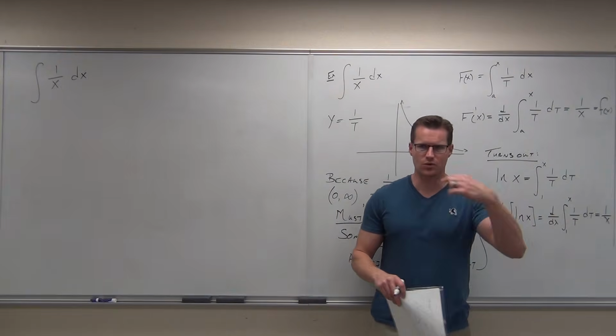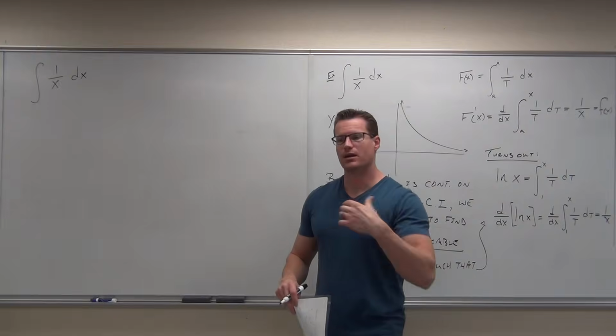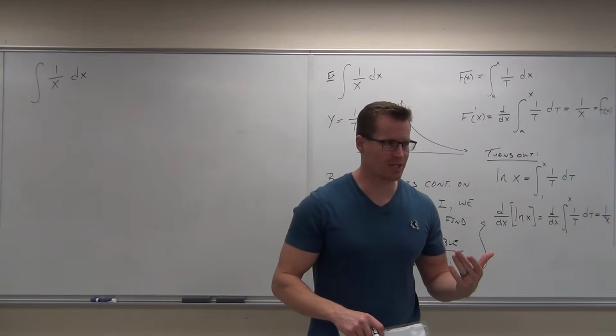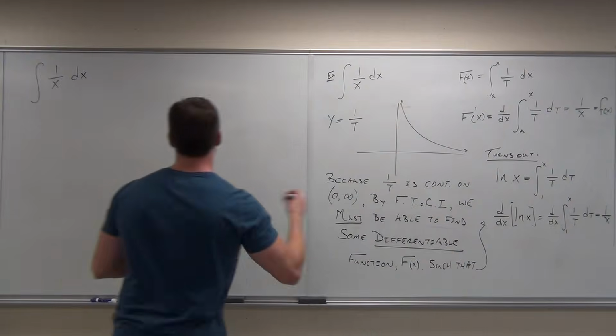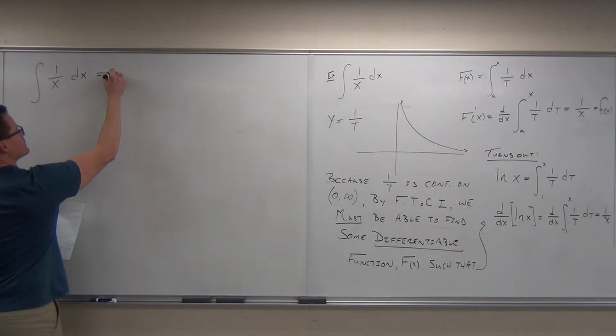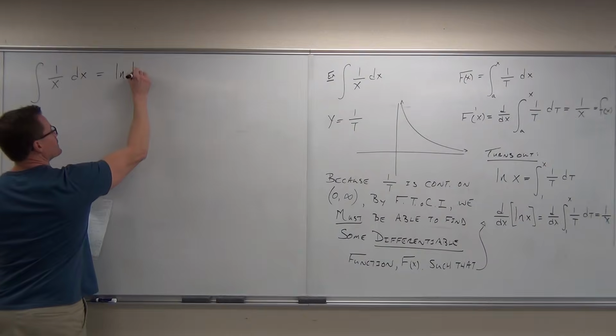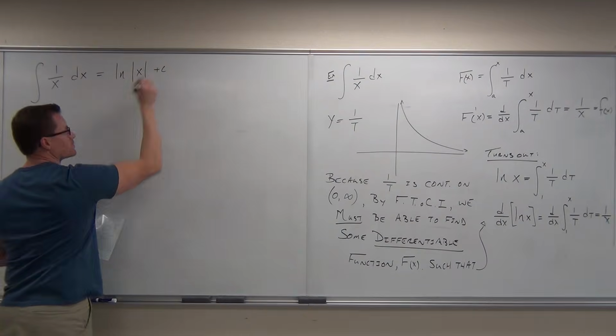Naturally, we can't have an argument that's negative. Remember the picture? Remember the graph? We can't have negatives in there. So here's what we say. We say this equals the ln of the absolute value of x, of course, plus c.